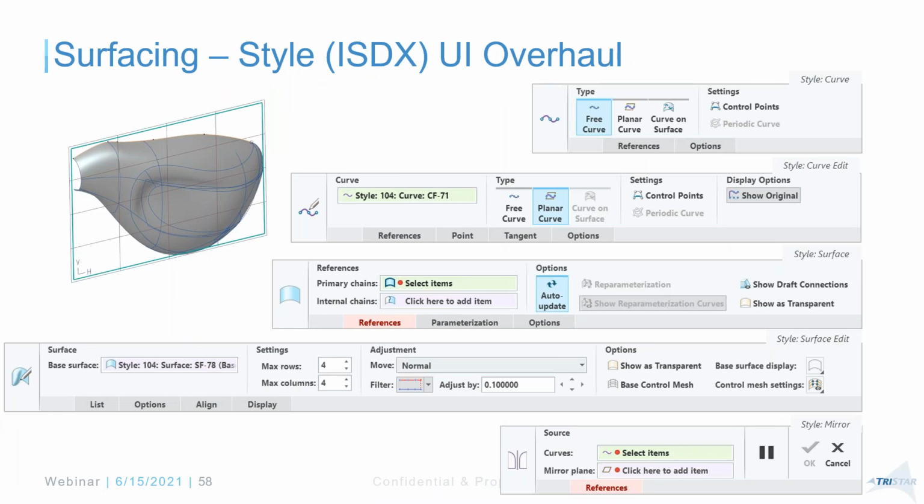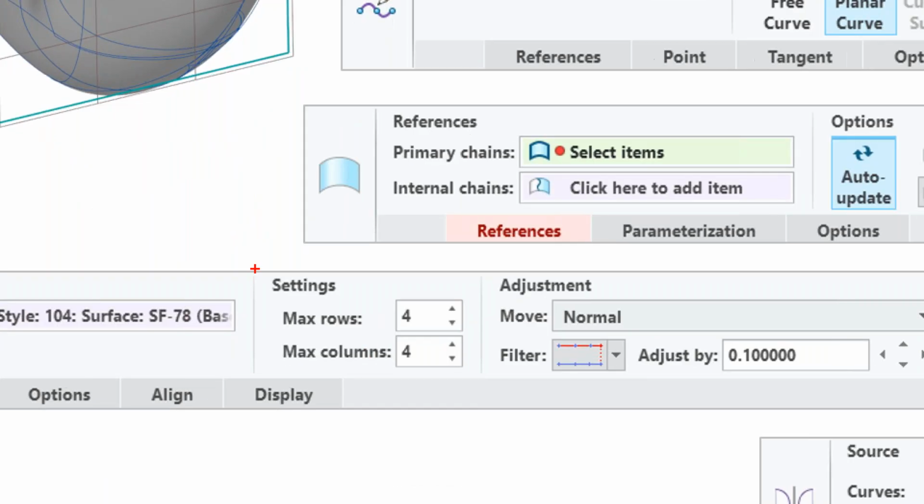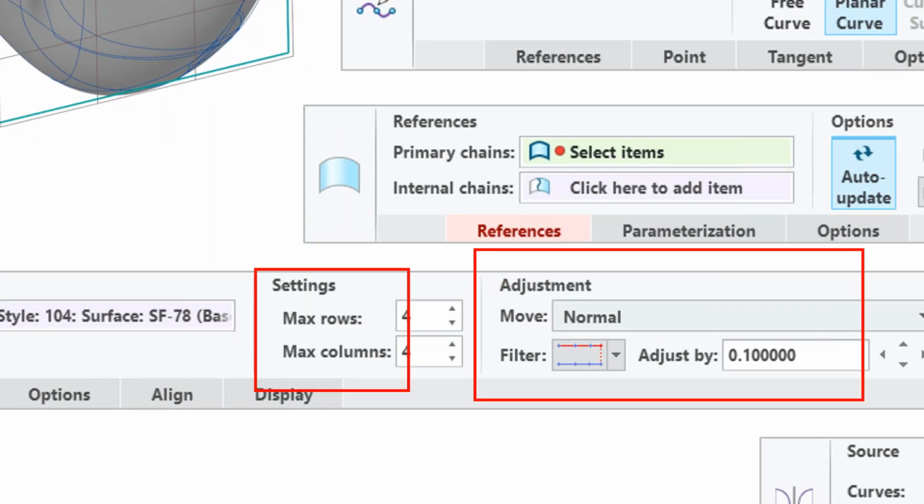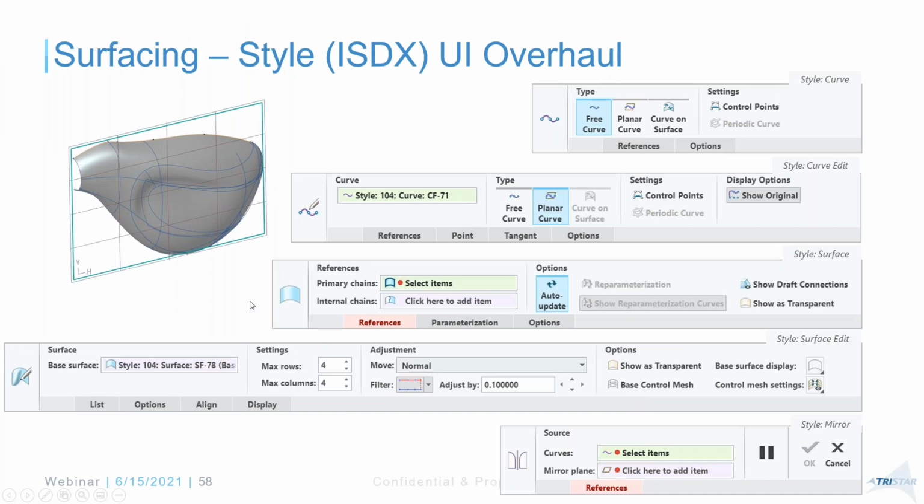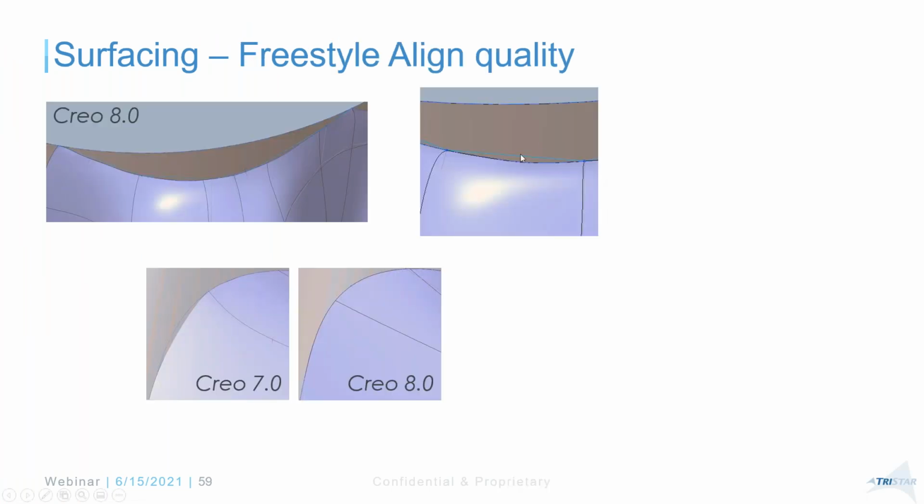If you do surfacing or ISDX, the dashboard overall has been improved a lot more. They really worked on the dashboards in Creo 8. You can see that, right? Both on the Warp tool as well as the ISDX surface tool. It's a little easier to understand: okay, these are the settings, this is what is going to adjust, things like that. The labels are better, I think. A lot easier for new users as well as for experienced users.